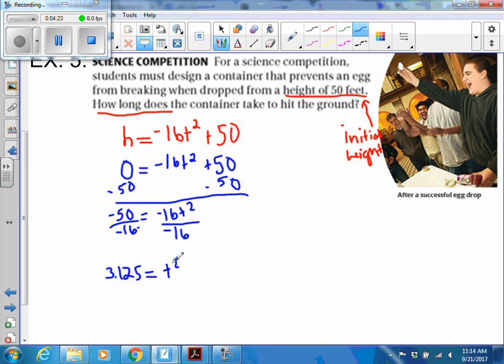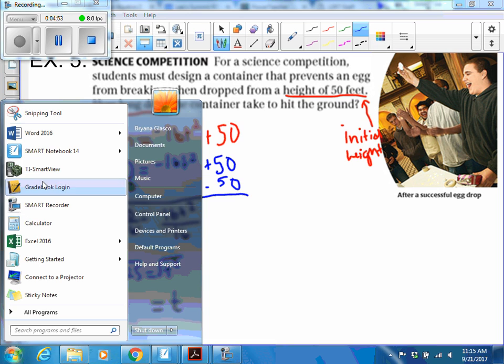Okay. Now we need to get rid of this square. So remember, to undo a square, we have to take the square root. So here then we get t. Now, in the other problems, we always left it in simplest radical form. But in this case, because this is a word problem, you can take the square root of 3.125 and get a decimal. It is okay in this instance because we are doing a real world problem. So you go ahead and plug this into your calculator. If you do not know how to do that, let me show you really quick.